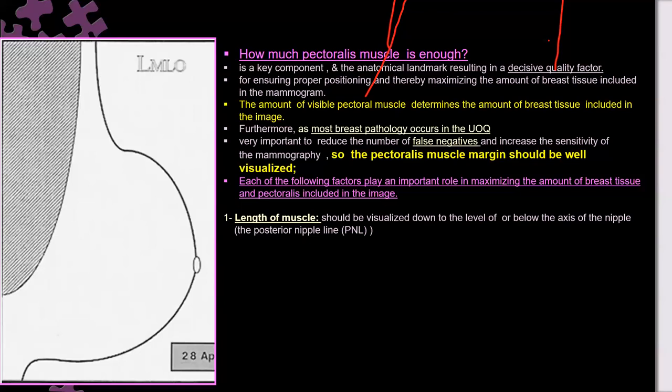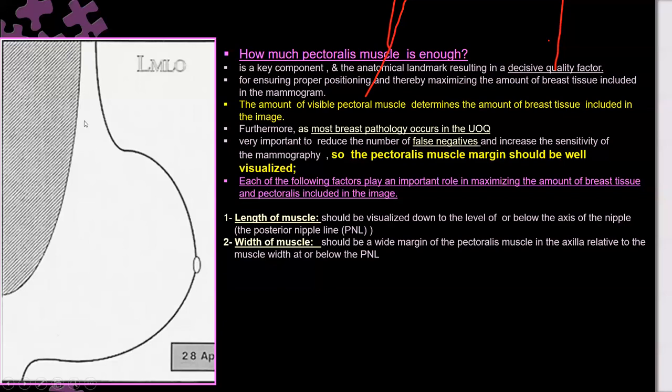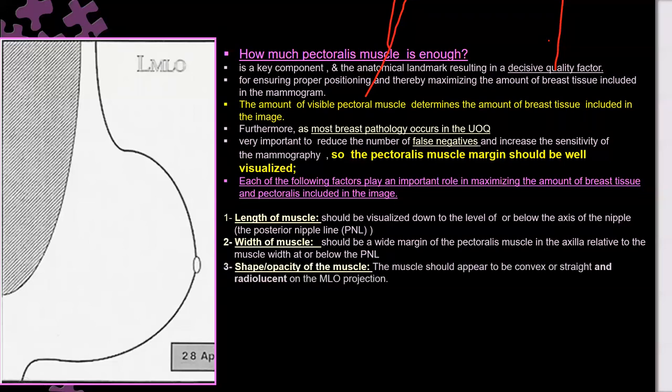The width of the muscle should be wide at the axilla and narrow down, seeming like a triangular shape. Wide at the axilla, narrow down. This is regarding its width. The shape and opacity should be, as we mentioned, convex or straight and radiolucent. It should not be opaque. When we see it is more opaque, that means it is contracted.